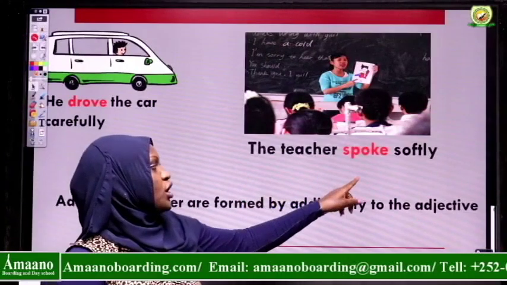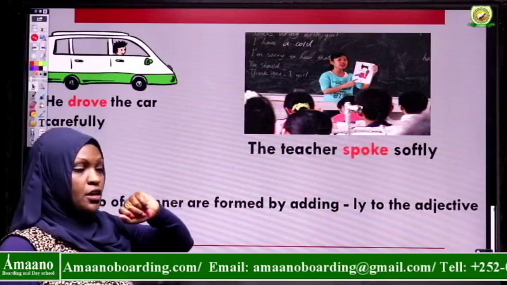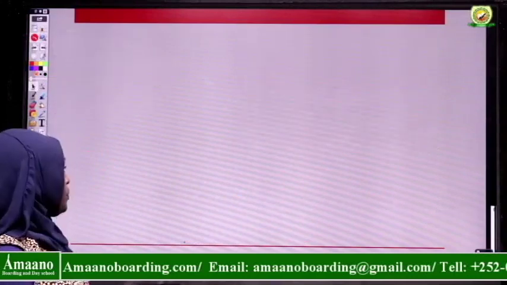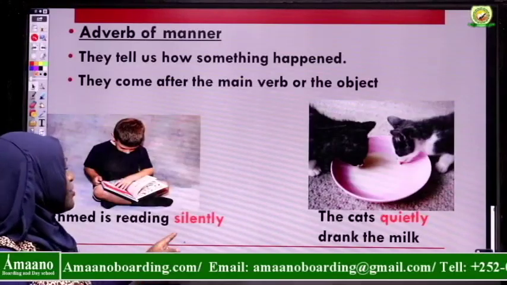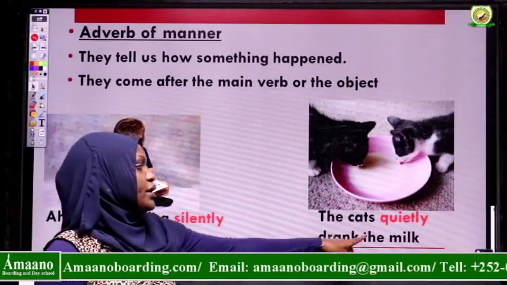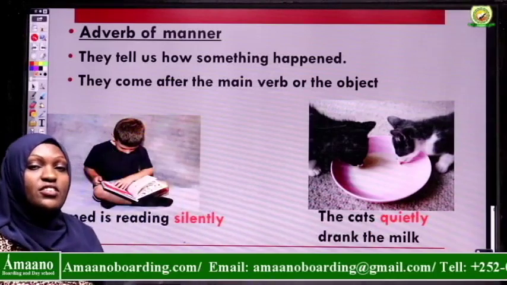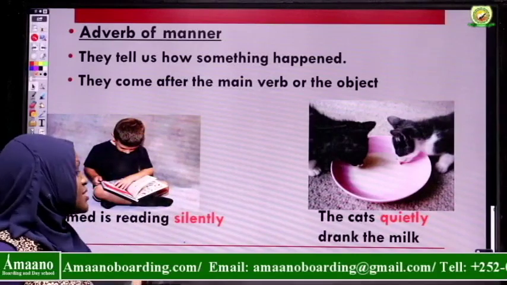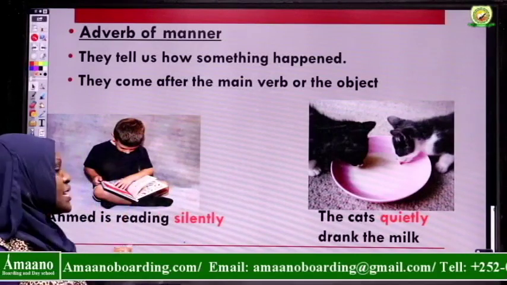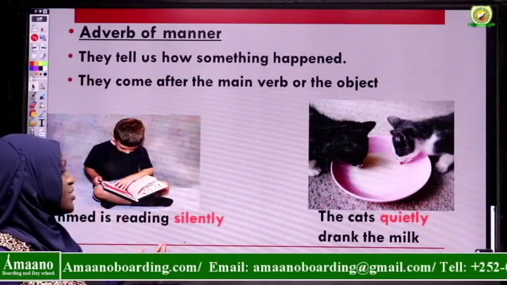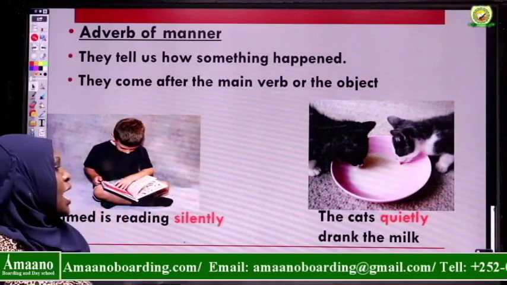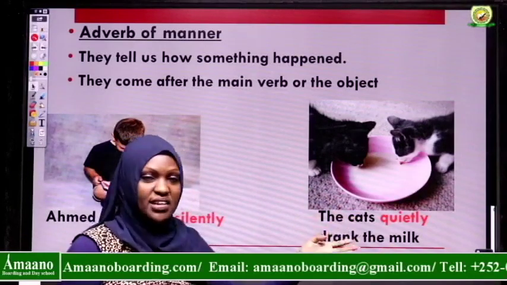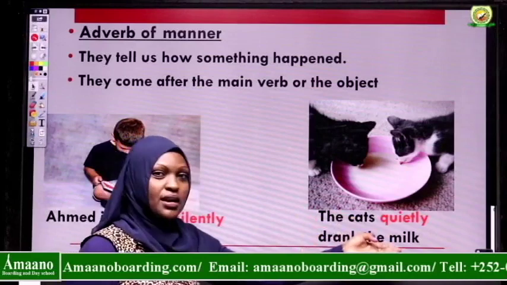The teacher spoke softly. So we have the word silently, we have the word quietly. These are the adverbs of manner. They are telling us how something happened. How was Ahmed reading? Ahmed was reading silently. How did the cat drink the milk? The cat drank the milk quietly. They didn't make the noise, they just drank the milk quietly.